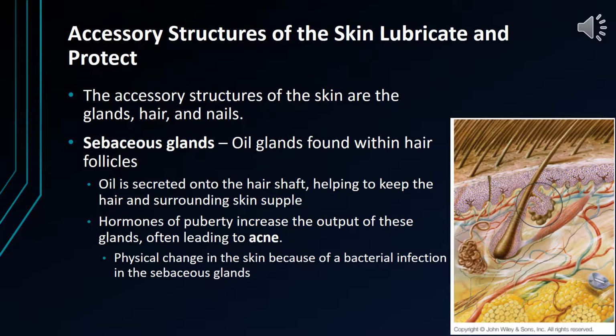The skin contains several different types of accessory organs which help to lubricate and protect it. These accessory structures of the skin include the glands, hair, and nails. One of these types of glands are called sebaceous glands, and these are oil glands found within the hair follicles. They secrete oil onto the hair shaft, helping to keep the hair and the surrounding skin moist or supple. And the hormones of puberty increase the output of these sebaceous glands, which leads to acne.